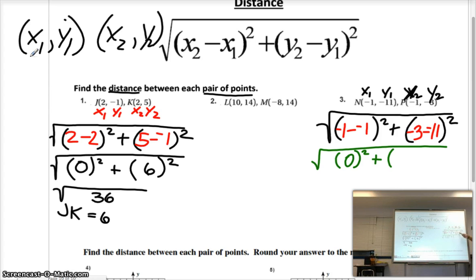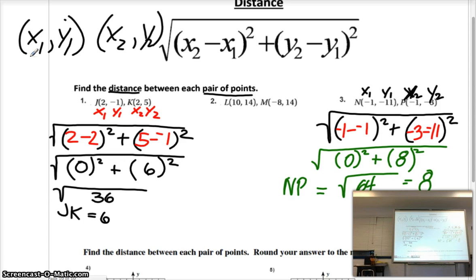Negative 3 plus 11, because it's minus negative 11, so plus 11. 8. Very good. Okay, so 0 squared is 0. And 8 squared is 64. And what's the square root of 64? 8. So NP, the distance from N to P is 8.